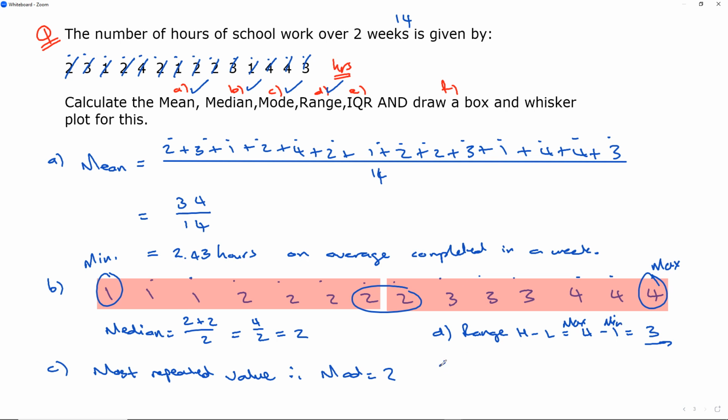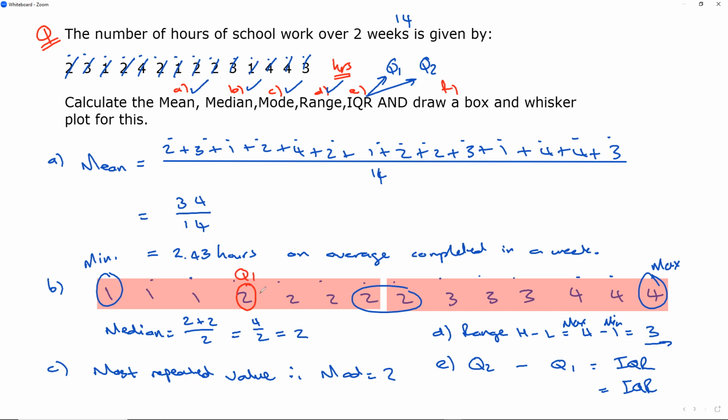For the interquartile range, we need to first identify the first quartile and the third quartile and then subtract. So once I can get Q3 and Q1, I can then subtract, and that will give me my interquartile range. For this, I look at the 7 values on the left-hand side and find my middle value to be 2.